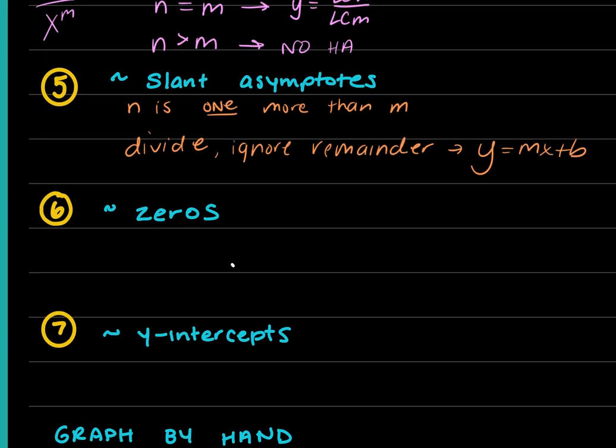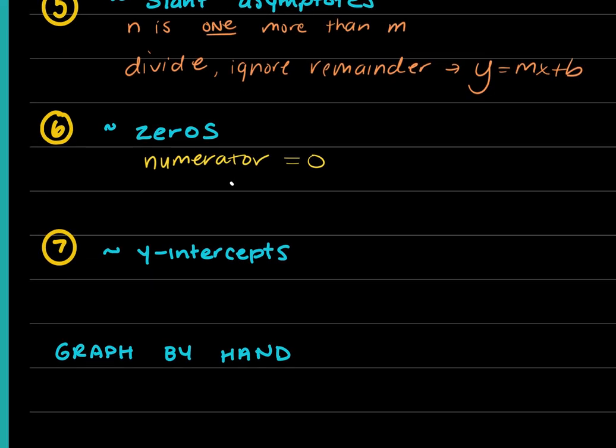For zeros, we set our numerator equal to 0. And for these, you can just list. So if my zeros are -2 and 7, I write -2, 7. You can write x equals -2, comma 7. Doesn't matter. But you don't need the x. Your y-intercept, we plug 0 in for x. And this time, we write it as a coordinate point.